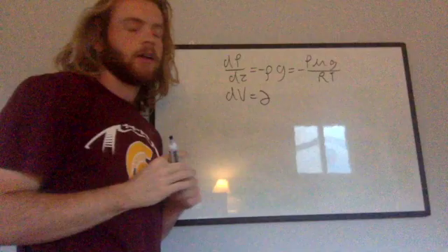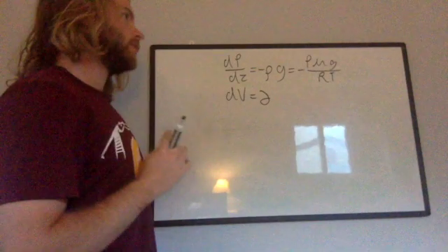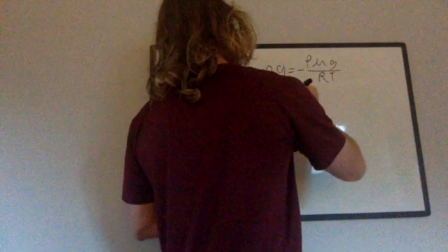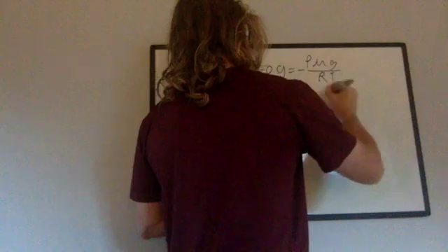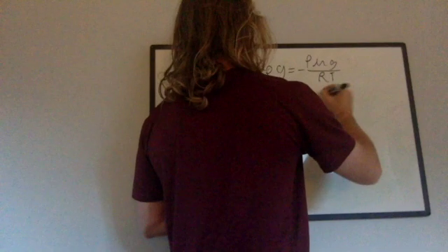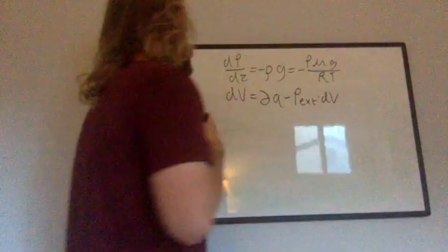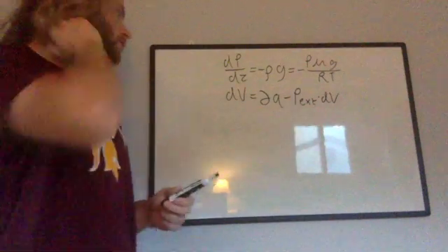Blanking on what the symbol for heat added is. I believe it's Q. And this is going to be subtracted by the external pressure multiplied by the change in volume right here. That is going to be the expression that we're going to be using.